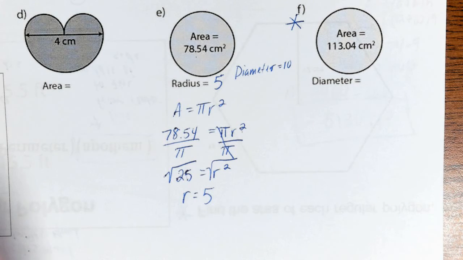So what do you notice about the other shapes in these examples? So like B, C, and D, are those even circles?